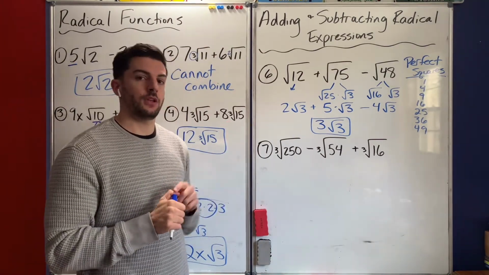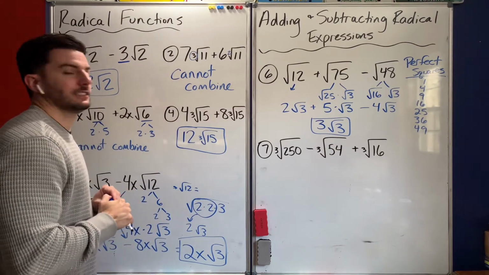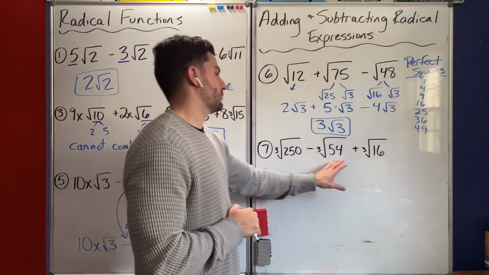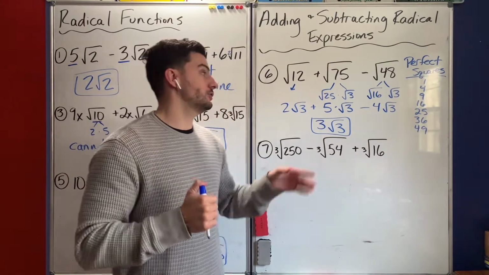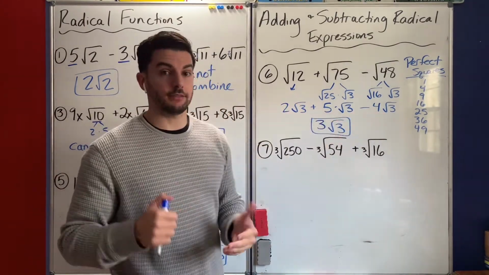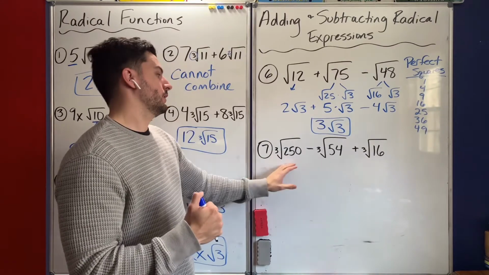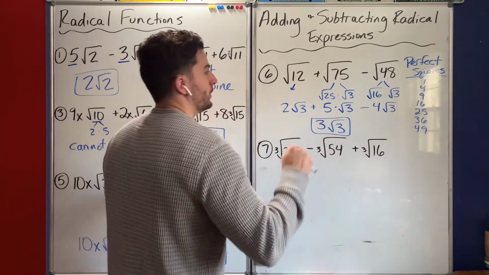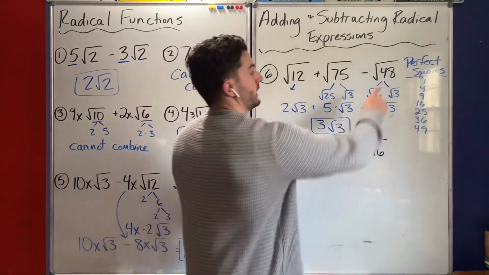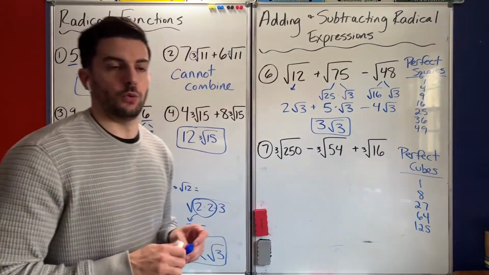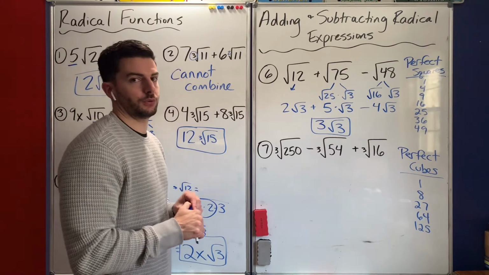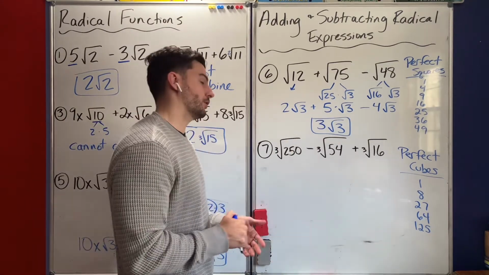Okay. Now, number 7, same idea. I have 3 cube roots, right? It's always good to look at the index first. So if these do have a matching radicand after I reduce, I could subtract them or add them. But for this one with cubes, I'm thinking in terms not of perfect squares, but perfect cubes. So my perfect cubes are 1, 8, 27, 64, 125. Those are my first 5 perfect cubes.